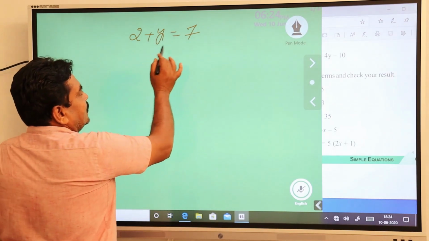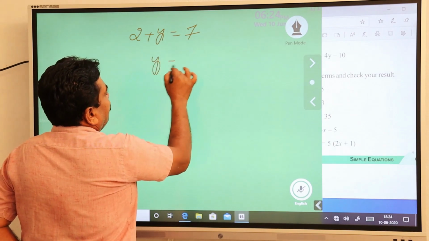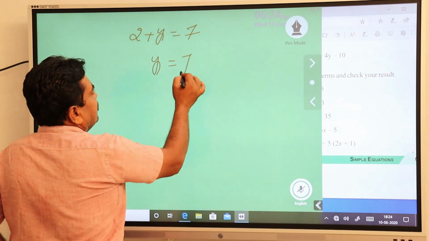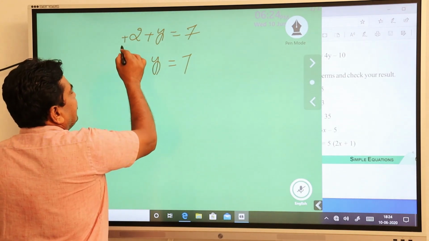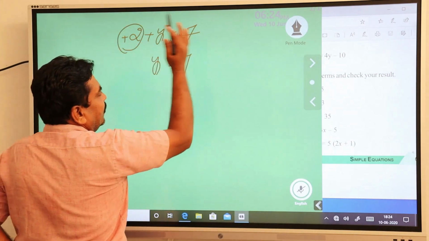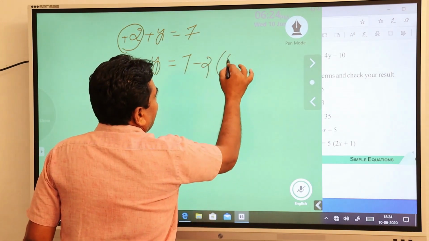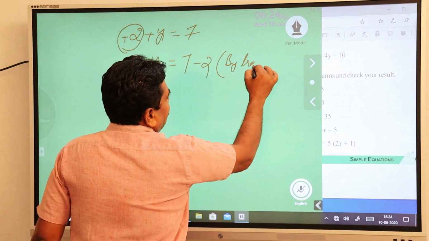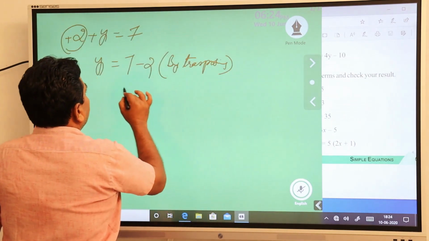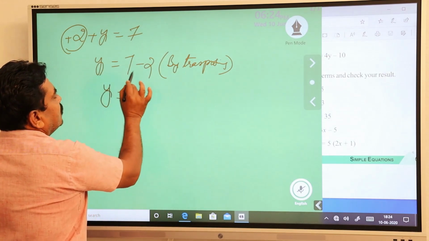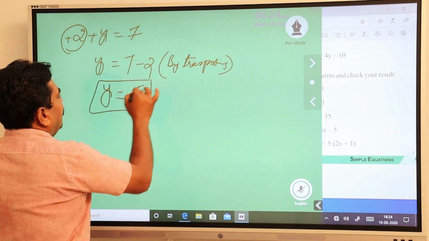2 plus y is equal to 7. We want the variable, so we keep the variable here, and 7 as it is. If you don't have any sign, you take it as plus, right? So this plus, when transposed to the other side, becomes minus 2. You should write down in brackets "by transposing". Then y is equal to 7 minus 2, which is 5. So you got the value of 5.